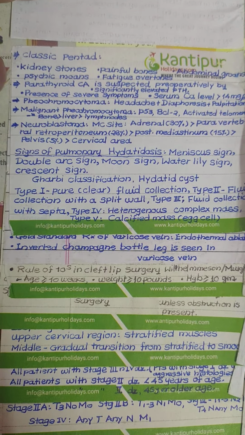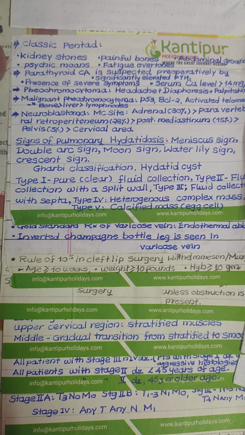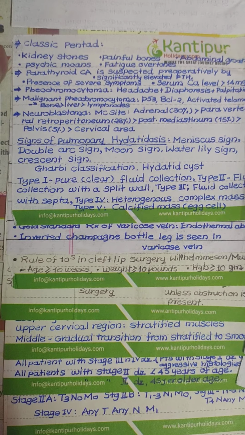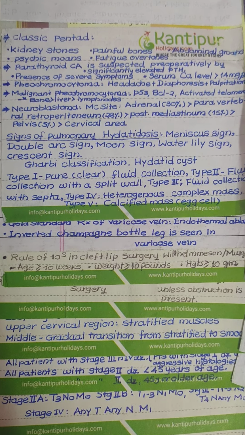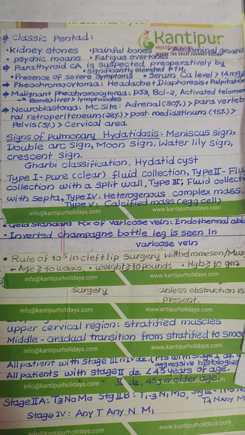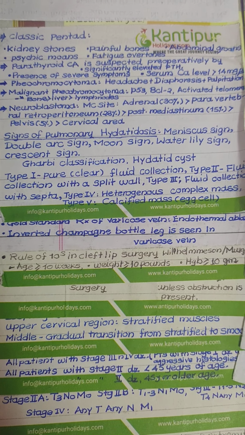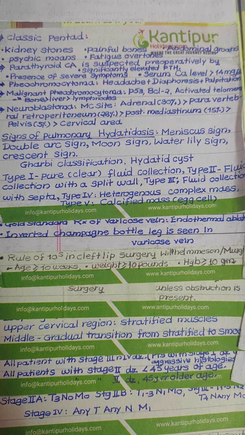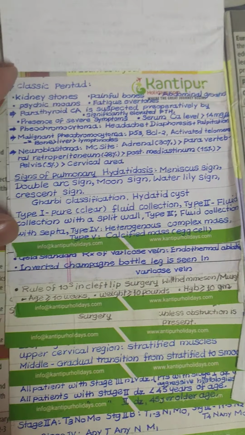Classic hyperparathyroidism: kidney stones, painful bones, abdominal groans, psychic moans, fatigue overtones. Parathyroid carcinoma is suspected preoperatively by significantly elevated PTH, presence of severe symptoms, and serum calcium level more than 14 mg per deciliter. Let me see, even I haven't mastered it very well.